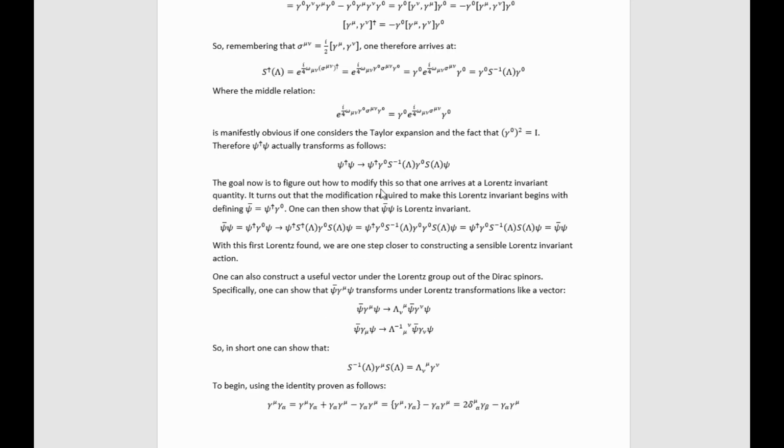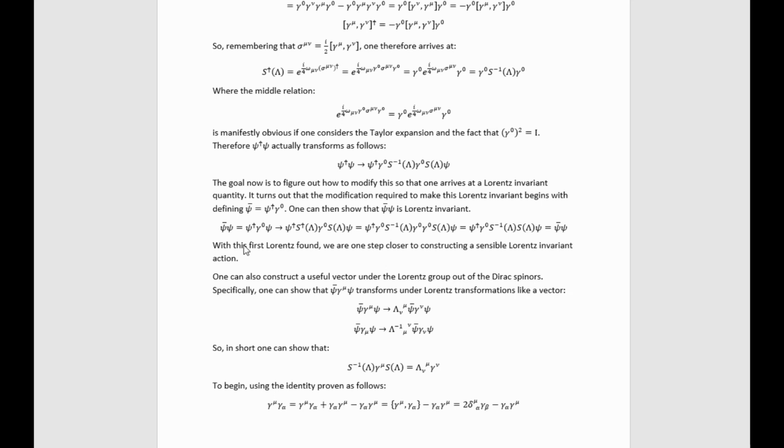The goal now is to figure out how to modify this so that one arrives at a Lorentz invariant quantity. It turns out that the modification required to make this Lorentz invariant begins with defining a new quantity called psi bar, which is just psi dagger gamma naught. And this is actually a really clever quantity. You'll see how it brilliantly fixes the problem. One can then show that psi bar psi is Lorentz invariant.